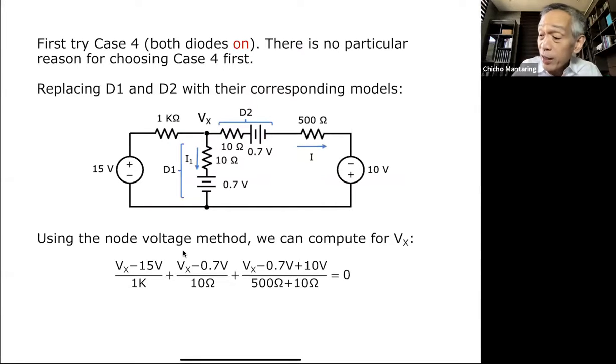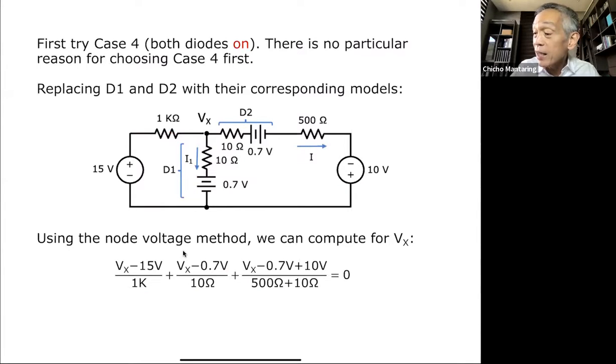So what is this current? This current is Vx minus 15 divided by 1K. So that's this term. What is this current? No, pababa. That's Vx minus 0.7 divided by 10 ohms. So that's this term. And then finally, what is this current to the right?